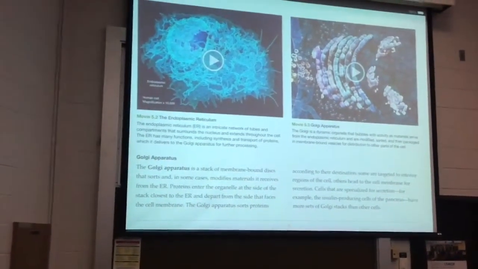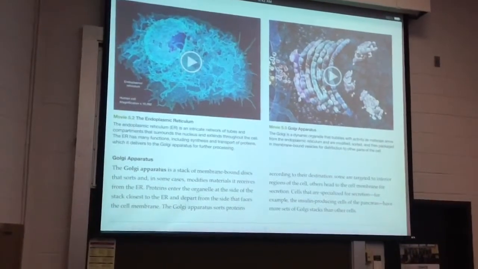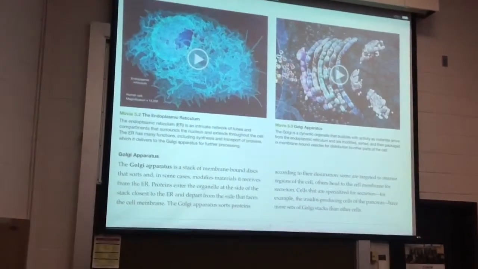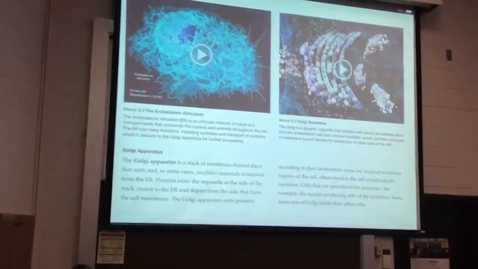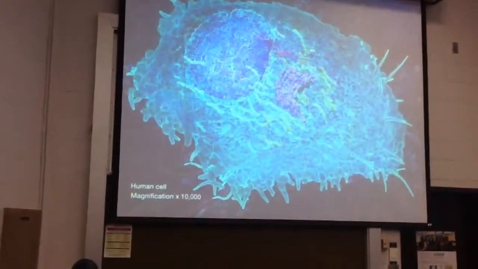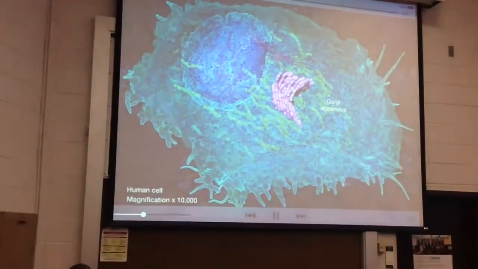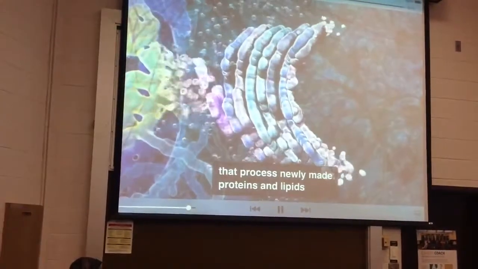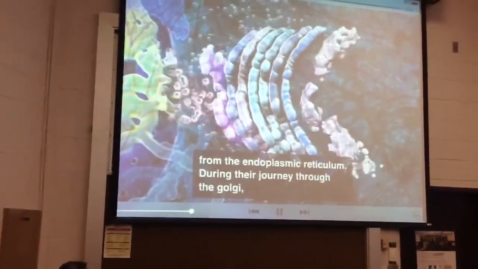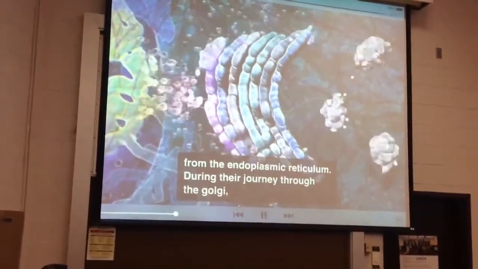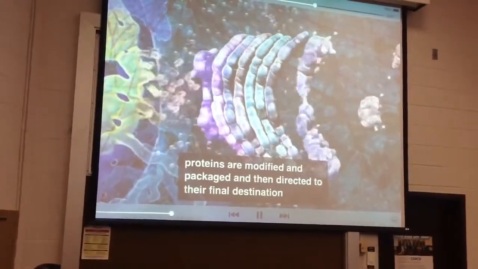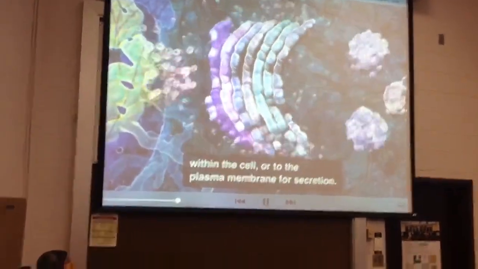It does not stay in place. It keeps developing on one end, and then it keeps on moving, and then it disintegrates at the other end, and so on. But it's kind of hard to really show it unless you have animation. And this book has sound also, actually. Moving newly made proteins and lipids from the endoplasmic reticulum. During their journey through the Golgi, proteins are modified and packaged and then directed to their final destination within the cell or to the plasma membrane for secretion.